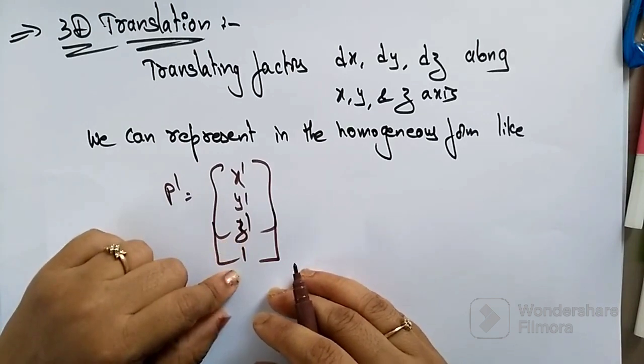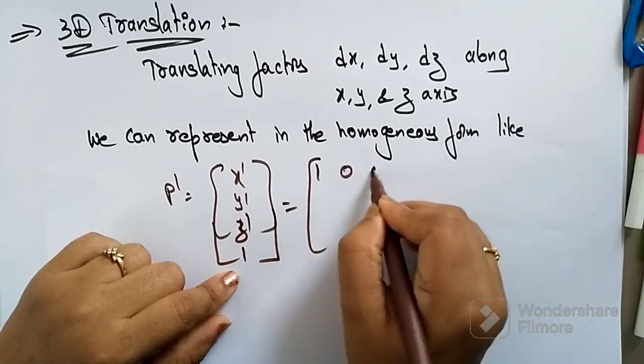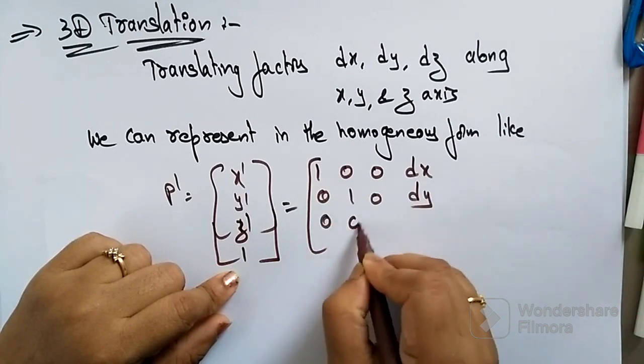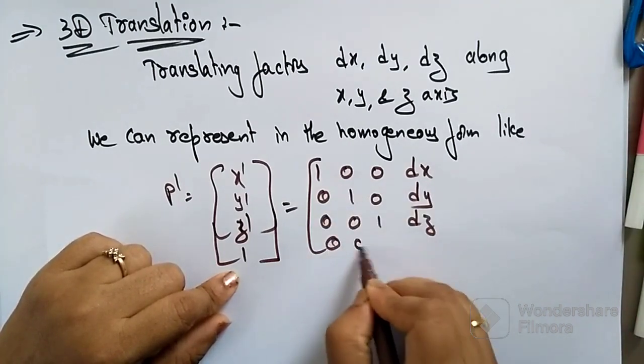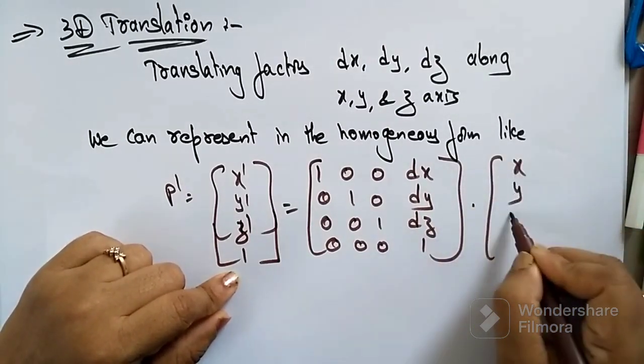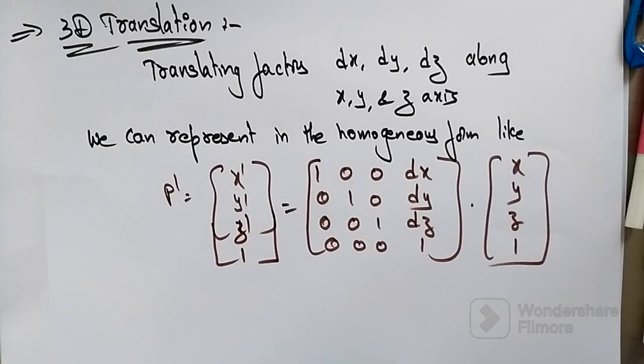And 1 is the homogeneous factor. This is equal to the matrix [1, 0, 0, dx; 0, 1, 0, dy; 0, 0, 1, dz; 0, 0, 0, 1] multiplied by [x, y, z, 1]. So just like a 2D translation, the only difference here is that you are adding one more coordinate, that is z, and one more translating factor, that is dz. That is the only difference. And you are taking a 4 by 4 matrix.